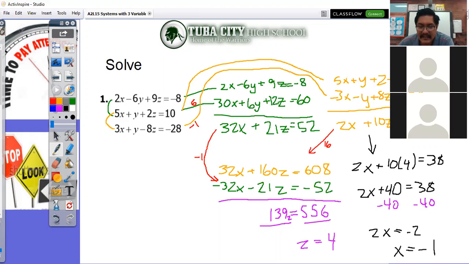Now we got the second one. Now we're going to have to plug it in to get the third one.